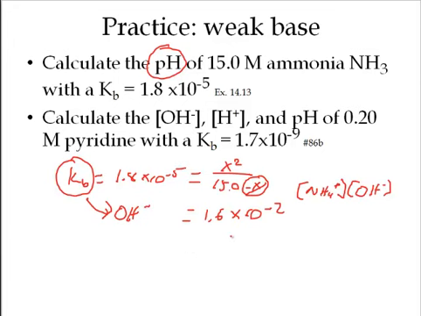So there's two ways to do it. I prefer to just take the negative log of this and subtract that from 14. You can of course divide that into the Kw and then take the negative log of that. So when you work that out, either way you do that problem, you get a value of 12.2. And there you have it.